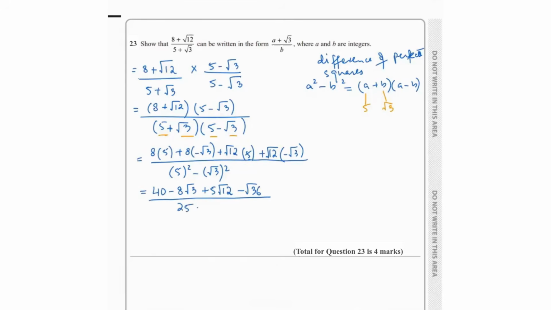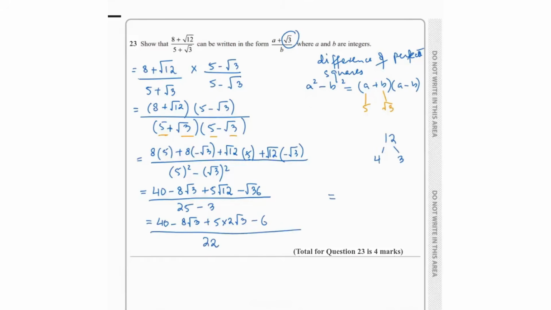In the denominator, now we're going to have 25 minus 3, because the square of a square root is the number itself. So it becomes 3. As we can see, they want the expression in terms of root 3. So we need to prime factorize 12 and 36 and convert into root 3. So 12 is 4 times 3. Since 4 is a square number, the square root of 4 gives us 2. So the 4 comes outside as 2, and it becomes 5 times 2 root 3. For 36, 36 is a square number. The square root of 36 is 6, so it turns into 6.